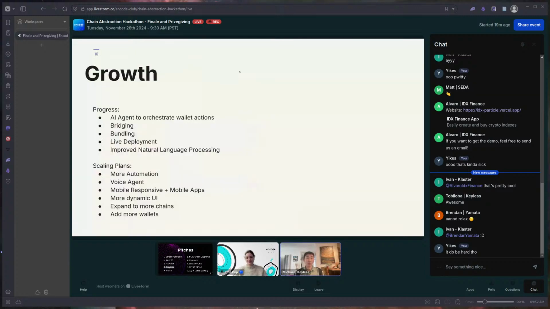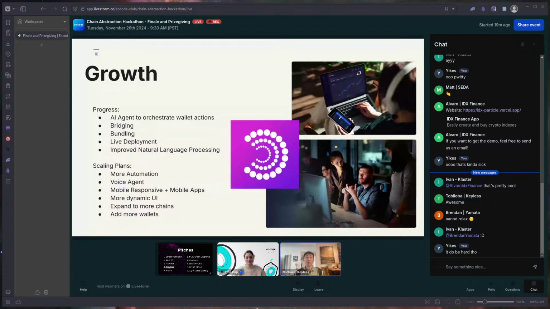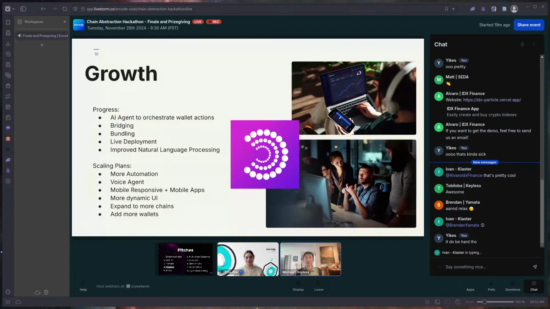And for our progress, we're pretty pleased with what we've been able to do across this hackathon. We made an AI agent that fully functions and orchestrates wallet actions, and supports lots of different transactions due to our wonderful sponsors. Sorry about that logo there. We just really love Particle. Wanted to make that very clear.